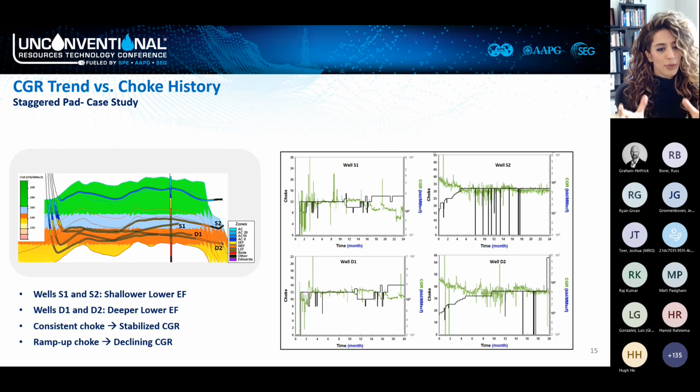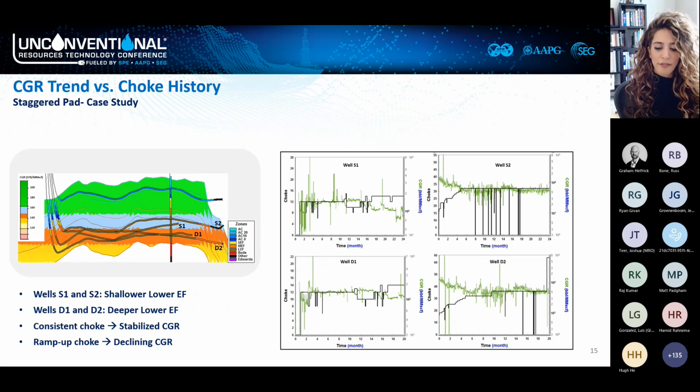I would like to use this example to talk about how that knowledge of CGR being affected by choke can be used in choke optimization. I will talk about how the choke management in this pad has yielded very distinct results in production of condensate and gas. But before diving into that, let's take a minute to talk about a hypothesis that is popular in the literature about the anomaly above the dew point for CGR, that decreasing trend of CGR.